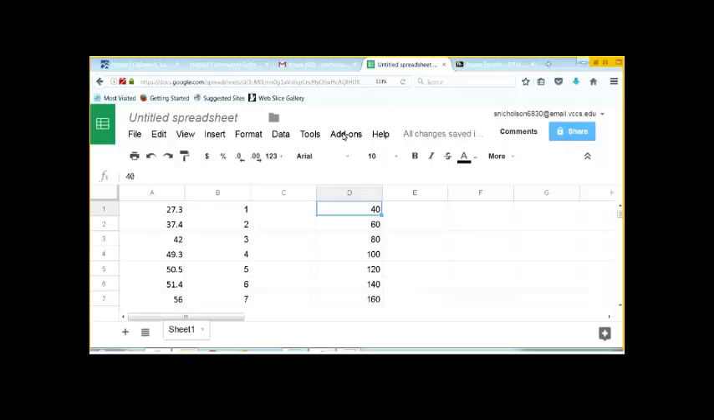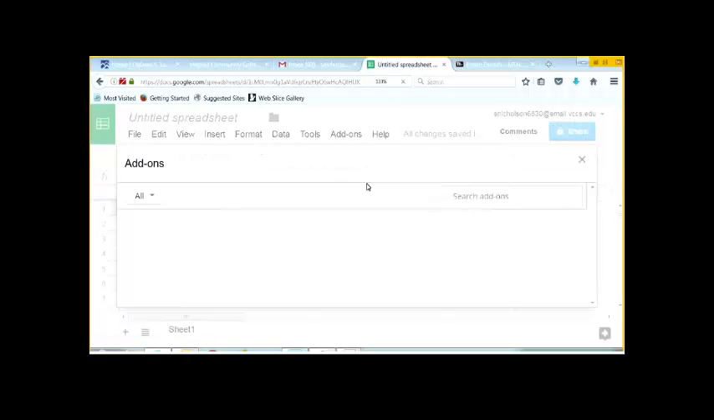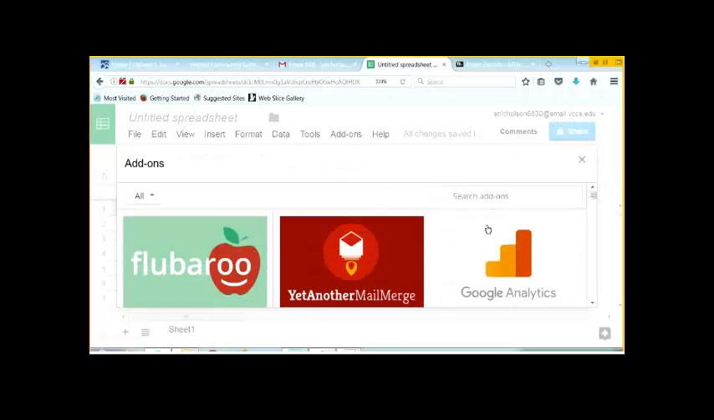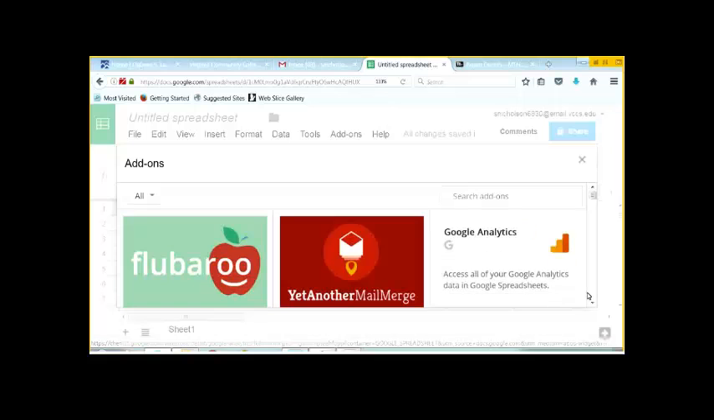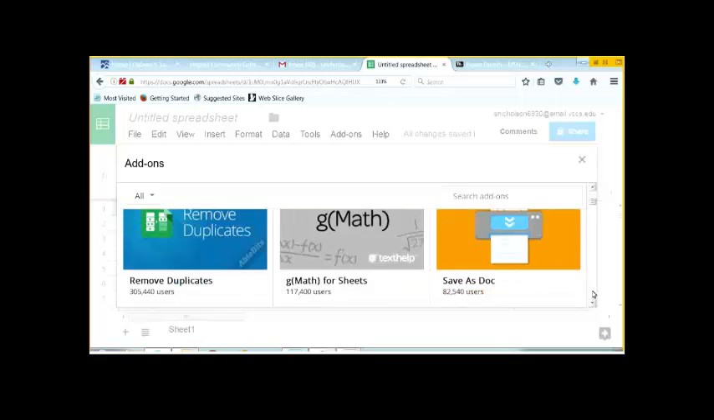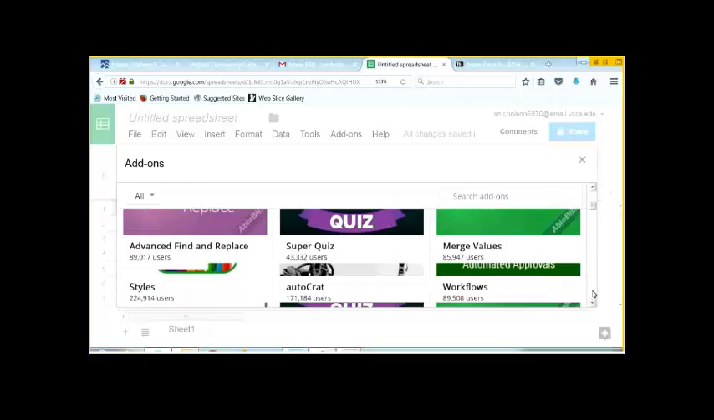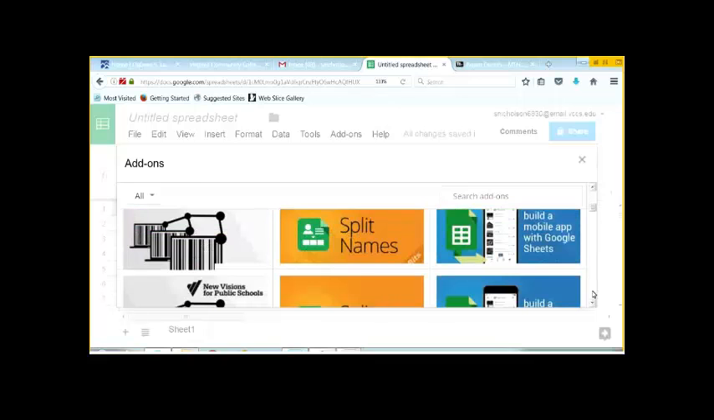And I'll show you how this works. If you go to add-ons, you can go to get add-ons. They have a whole bunch of different add-ons depending upon what you're looking at doing. There's probably some new ones that I don't know about. But you can see there's all kinds of math stuff, of course, because it's a spreadsheet.